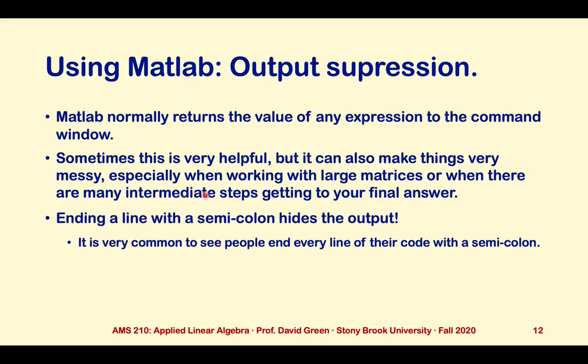If there's a lot of intermediate steps to get your final answer, maybe you do 1,000 things and then you only want the last number. Why print out all of those 1,000 things? We can avoid outputting everything that's done by simply adding a semicolon to the end of a line. It's very common to see people end every line of their code with a semicolon. That's what I usually do.